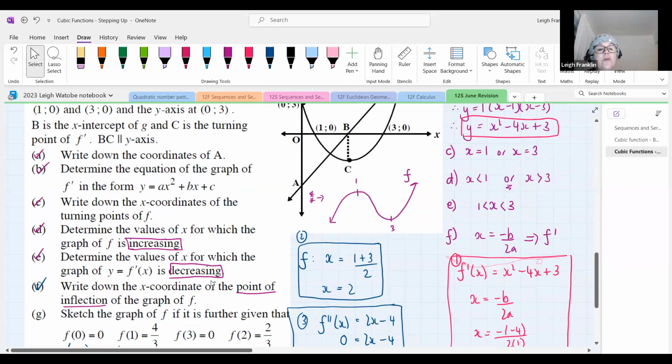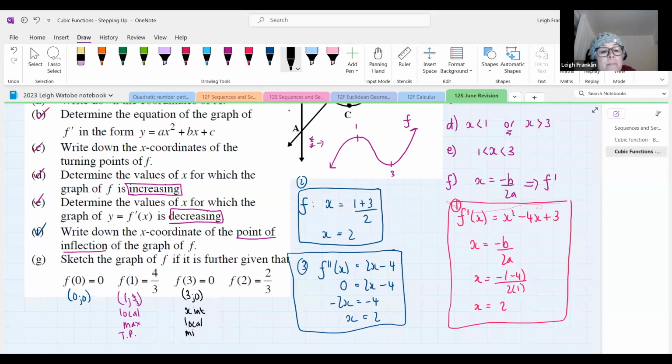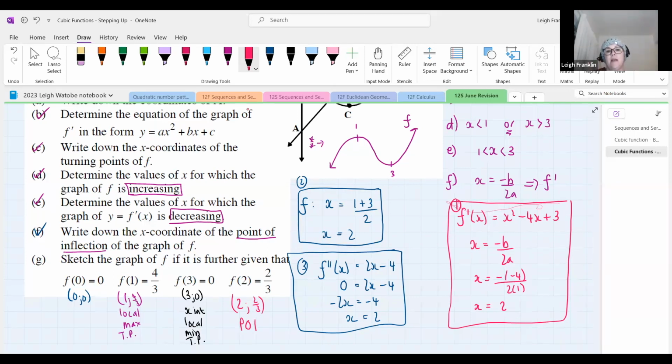What does f of 3 equals 0 mean? It's an x-intercept, and it is also the local minimum. So the coordinates 3 and 0 are an x-intercept, and also the local minimum turning point. Good, well done. And what does f of 2 equals 2 over 3 mean? What are they giving us there? That's it. These are the coordinates at the point of inflection. So 2 and 2 over 3 are the coordinates at the point of inflection.